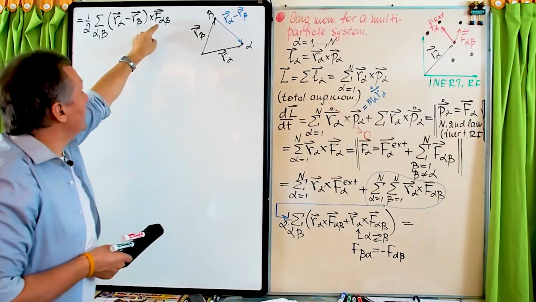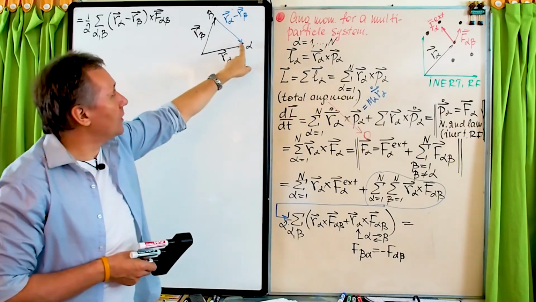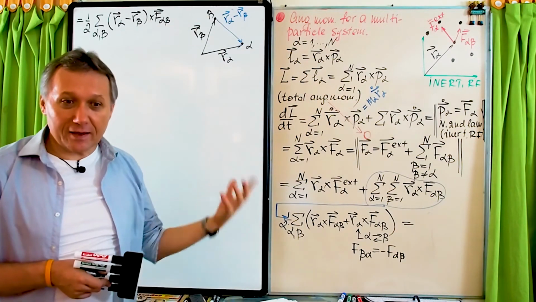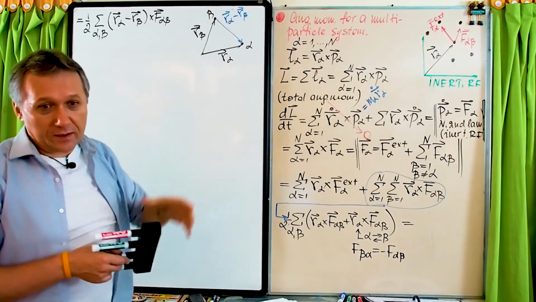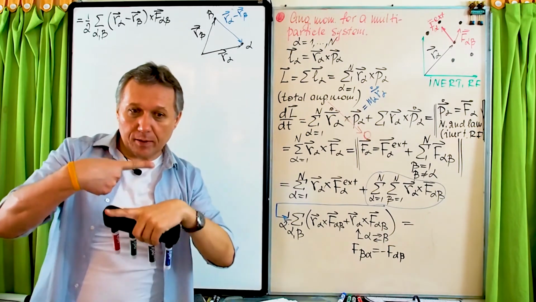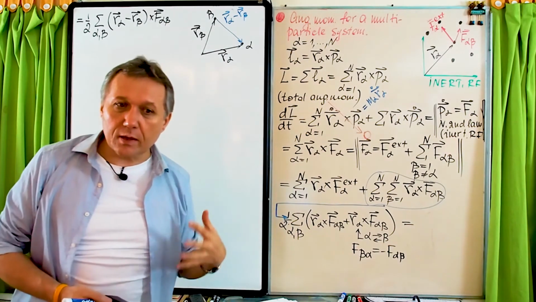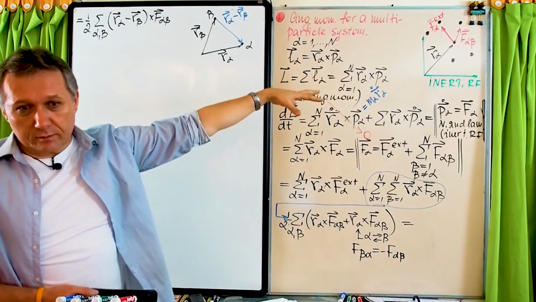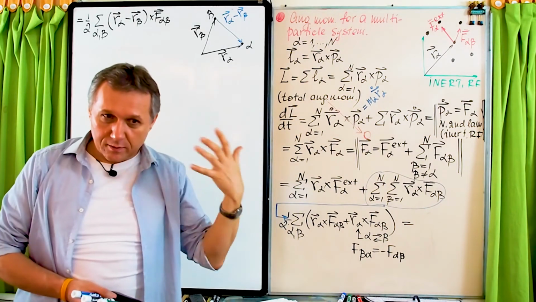If we assume that these forces are central, it means that they will act along the line connecting these two particles. In this case, this vector and this vector can be either parallel or anti-parallel, right? And that cross product is 0. So we have to impose additional restrictions. Internal forces acting between those particles must be central.